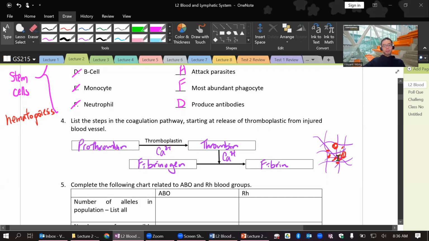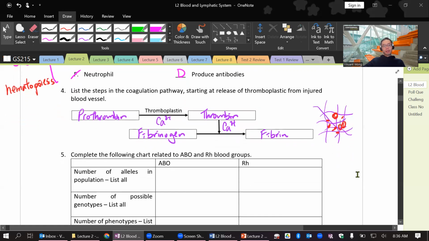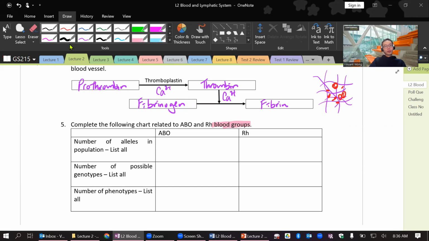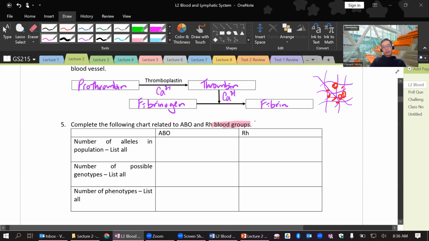All right, moving on. Complete the following chart related to ABO and Rh blood group. Okay. Remember, blood group is basically referring to the type of antigens that you have on your red cells. Okay.